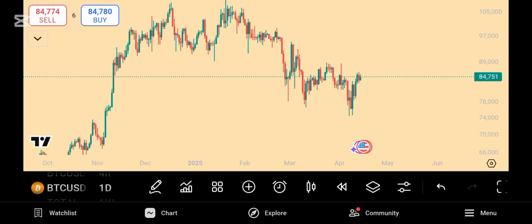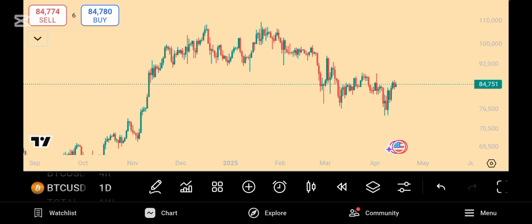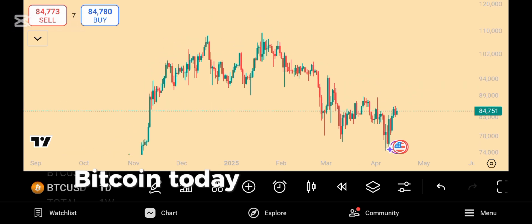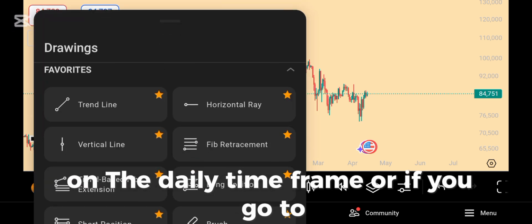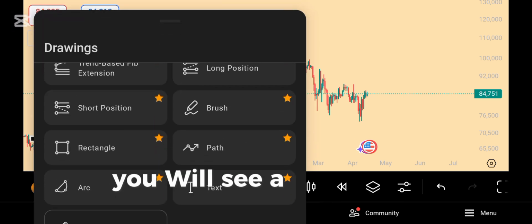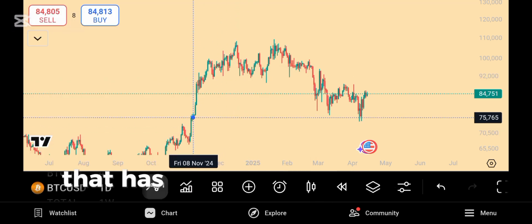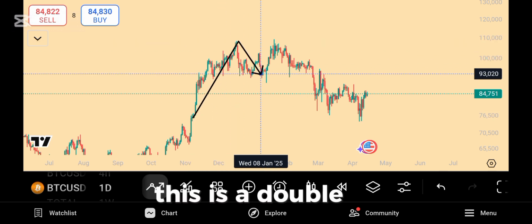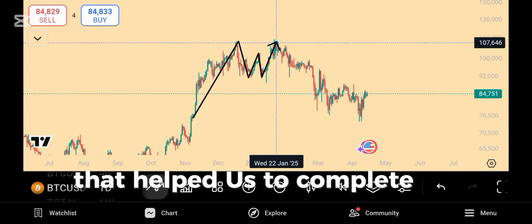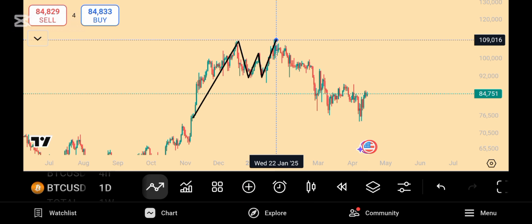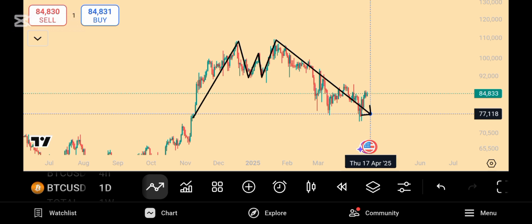So welcome to my recap video on Bitcoin today. Basically, if you zoom out on the daily time frame, or go to the weekly time frame, you will see a double top formation. Although during the formation of this double top we had a double bottom that helped us to complete the double top, as you can see. So this is the completion of the double top, aided by a double bottom, and this is the break.